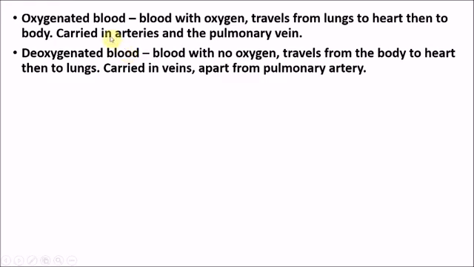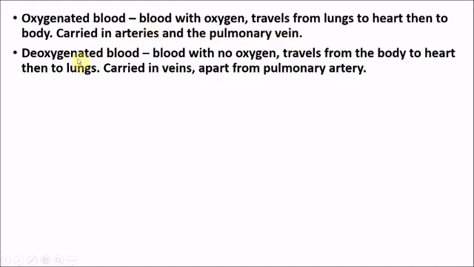Now, oxygenated blood, again, is just blood with oxygen. It travels from the lungs to the heart, then to the body, because we need the oxygenated blood for respiration. It's carried in arteries and the pulmonary vein. What I mean by that is oxygenated blood is always carried in arteries because the arteries go to the body. But the pulmonary vein comes from the lungs. So that is the only exception. The pulmonary vein is the only exception, and that carries oxygen to the heart to be pumped then into the arteries to the body.